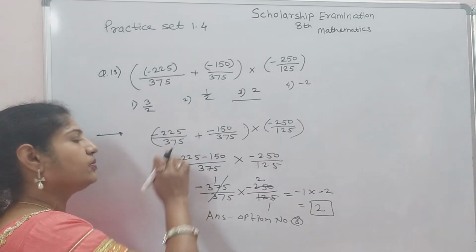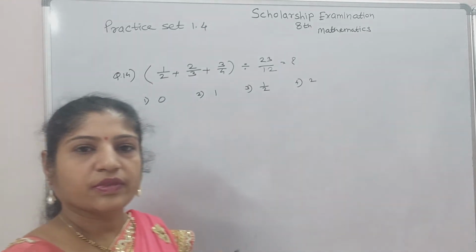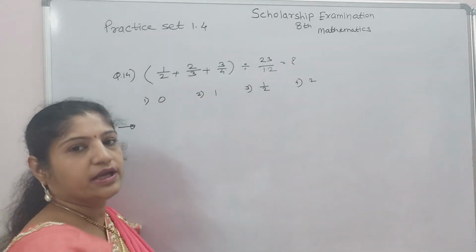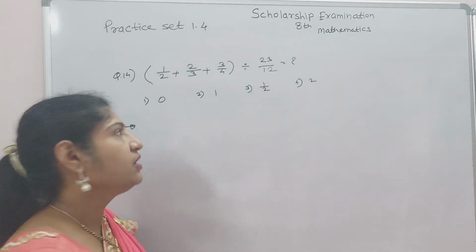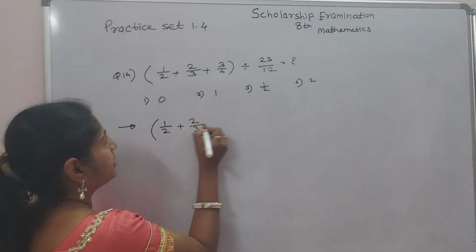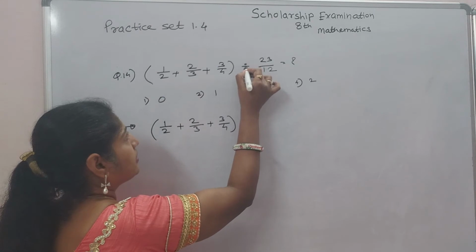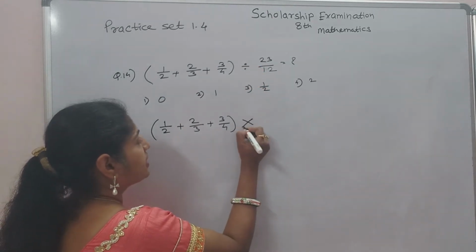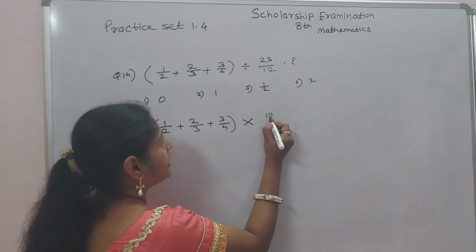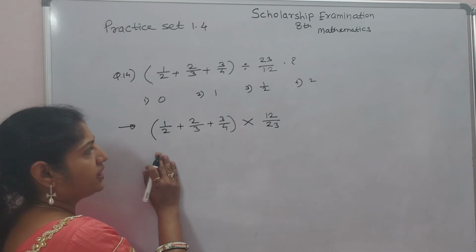First add these numbers. Observe the example. First of all, we solve the bracket, which has the addition of three fractions: 1 upon 2 plus 2 upon 3 plus 3 upon 4. There is a divide sign, so take the multiplication sign and take the reciprocal of this number, 12 upon 23. Now add these three numbers.